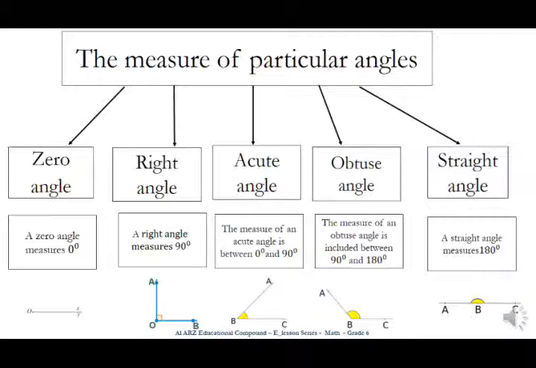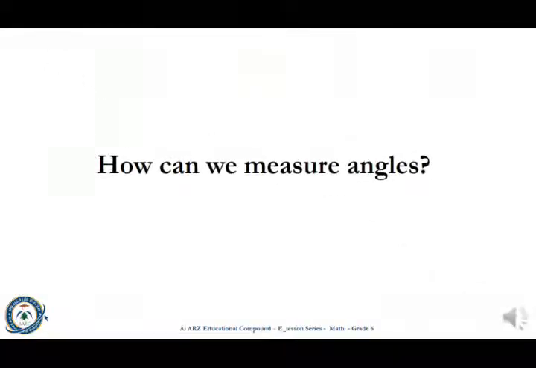The straight angle has a measure of 180 degree, and A, B, C are collinear points, or they belong to the same line. How can we measure angles?